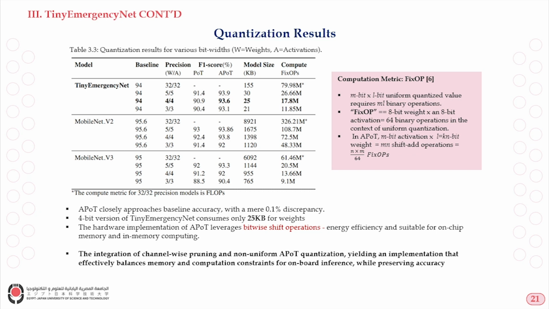So this is finally the model that we now call tiny emergency net. It is only 25 kilobits, and we have bitwise operations rather than multiplication, and it's only a loss of less than 1% in F1 score. So at the end of this part of the work, we have been able to integrate channel-wise pruning with additive powers of 2 to get an implementation that is far more efficient in terms of memory and computing intensity, while preserving accuracy.